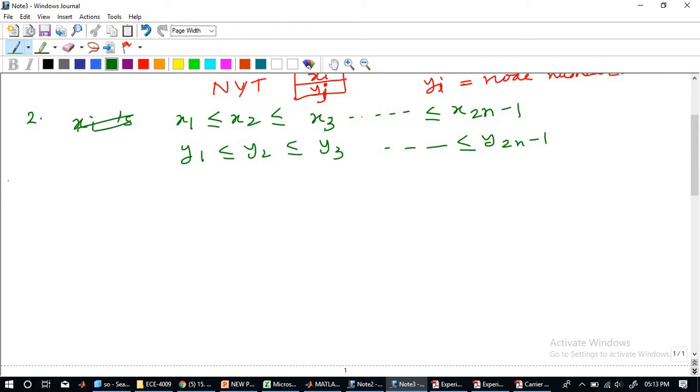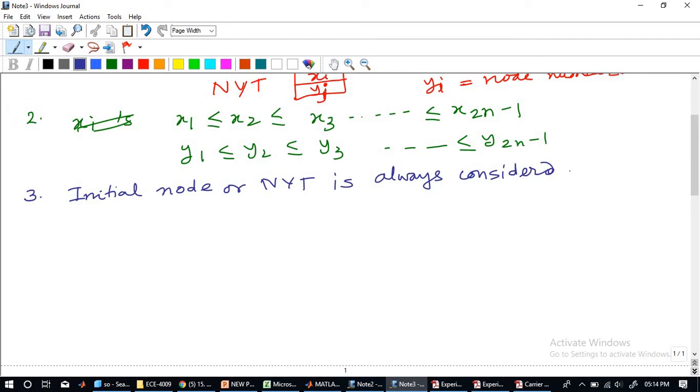Now, the third point is the initial node, or NYT. We'll refer to this as NYT from now on. NYT is always considered to be 0. Please highlight this point. This is a very crucial point which will be referred to at different points. So the initial node, or NYT, is always considered to be 0.